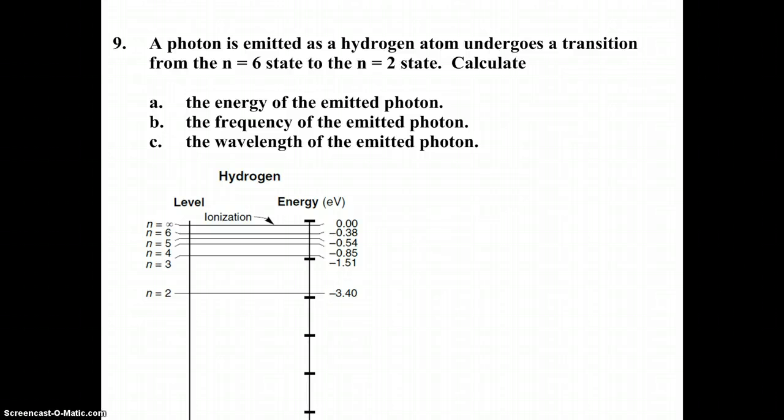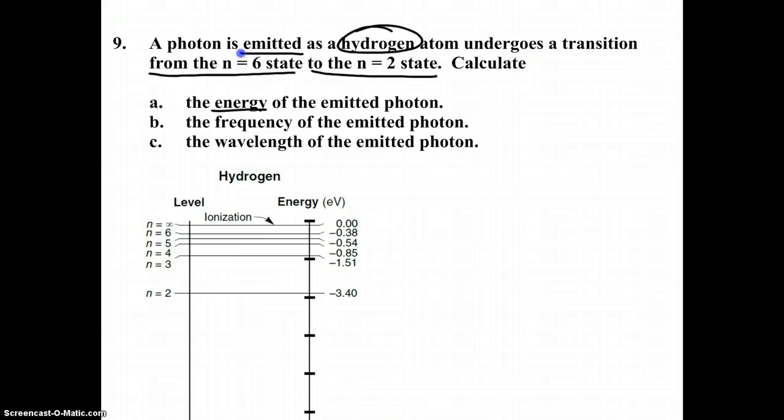Let's start by highlighting important information here. It says a photon is emitted. That's important. We'll discuss why in a second. As a hydrogen atom. That's important because it tells us the kind of energy level diagram we're looking at. Undergoes a transition from n equals 6 to the n equals 2 state.